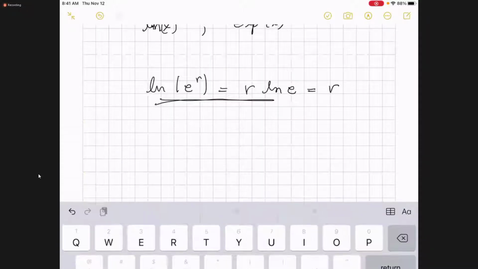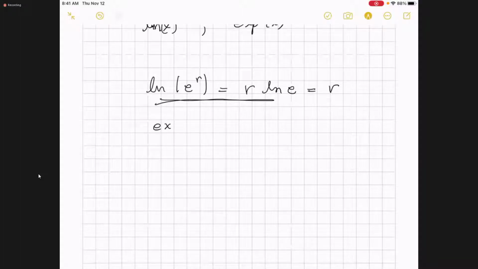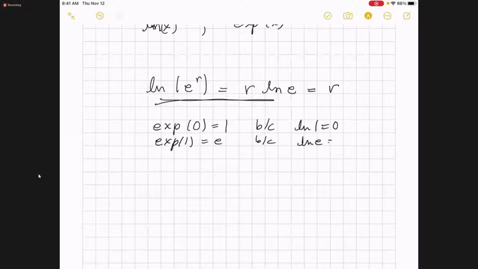And I know that exp of 0 is 1 because ln of 1 is 0. exp of 1 is e because ln of e is 1, okay? And basically just flipping those ordered pairs.